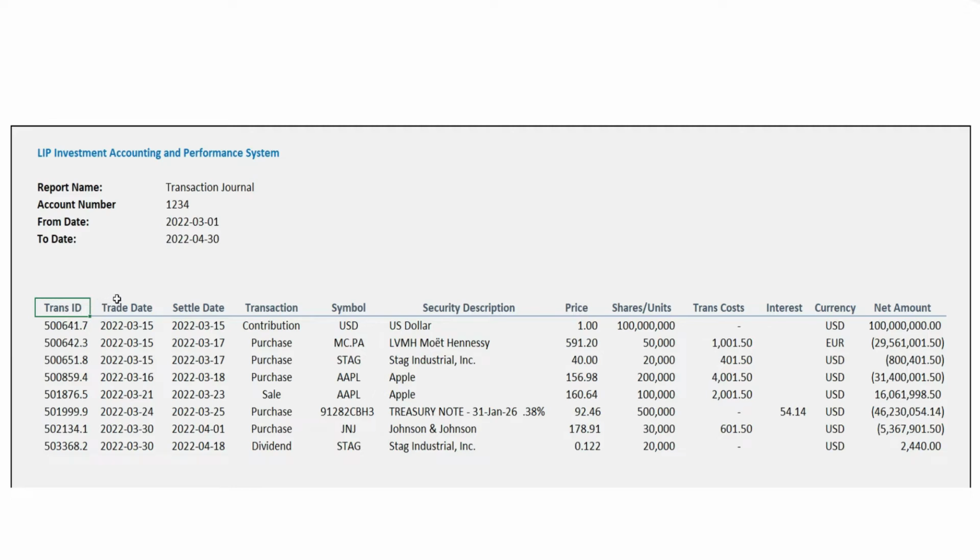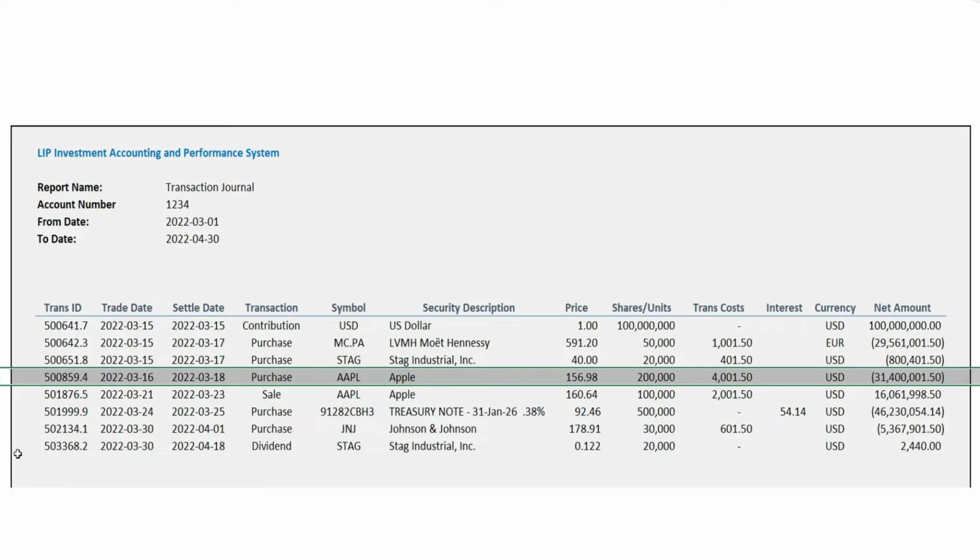Okay, so the next columns here are trade date and settle date, and these are important columns. You're going to hear about these a lot. And let's pick a specific transaction to walk through these. Let's pick this purchase of Apple. Okay, so we picked this purchase of Apple. What is the trade and settle date of this purchase? That's right, March 16th and March 18th.